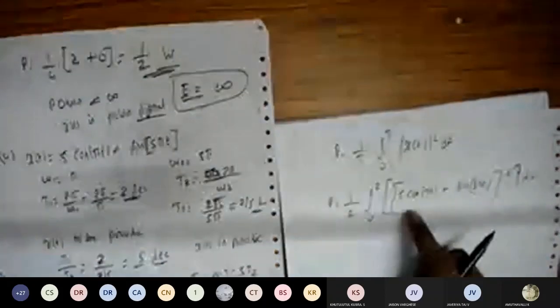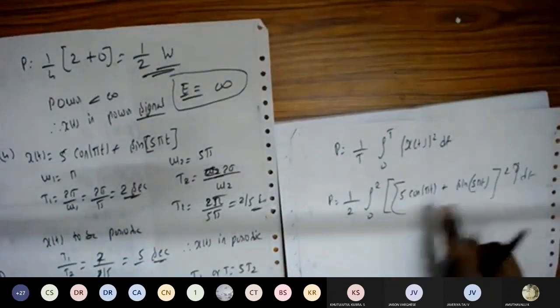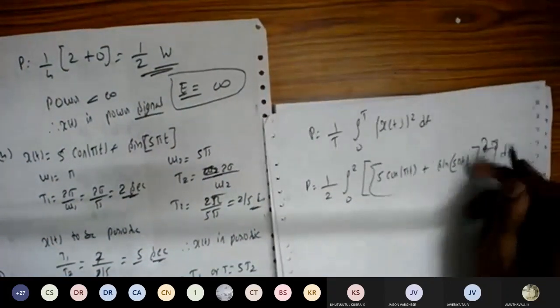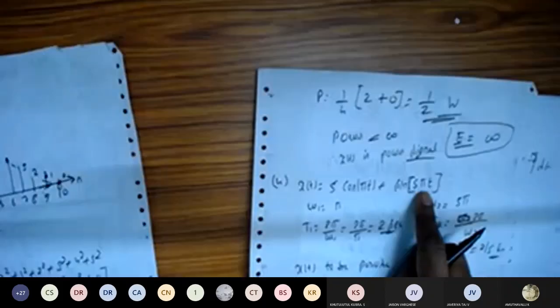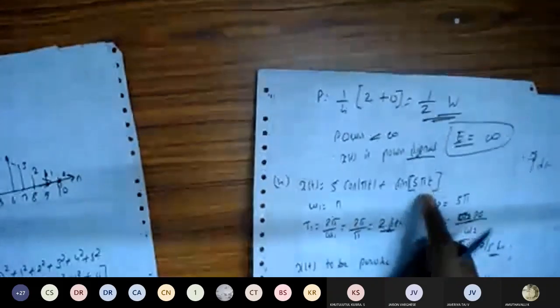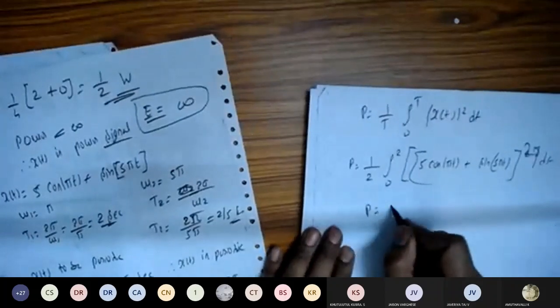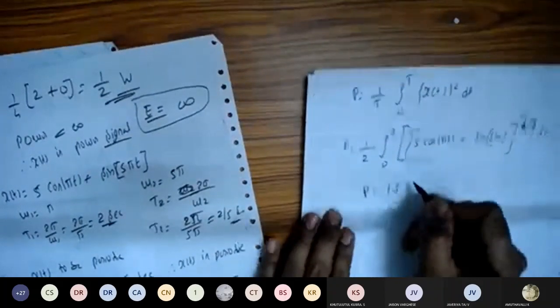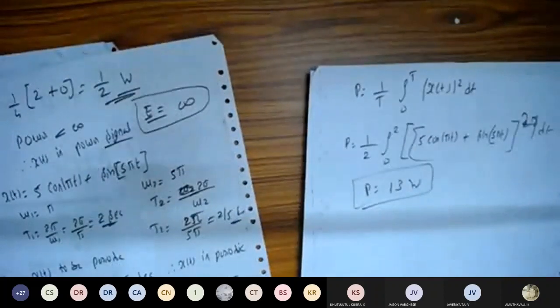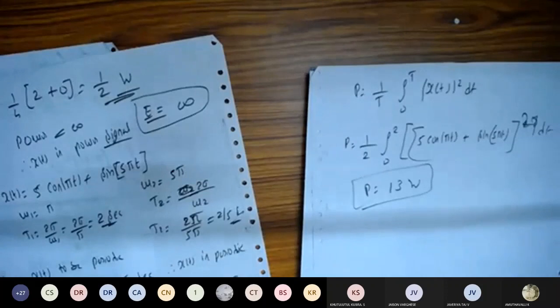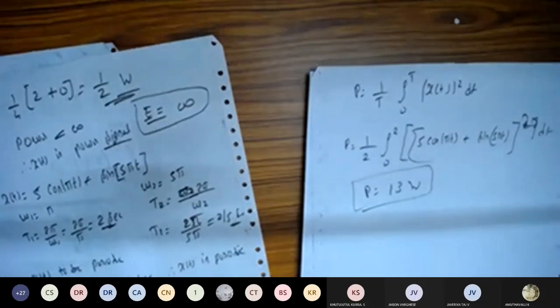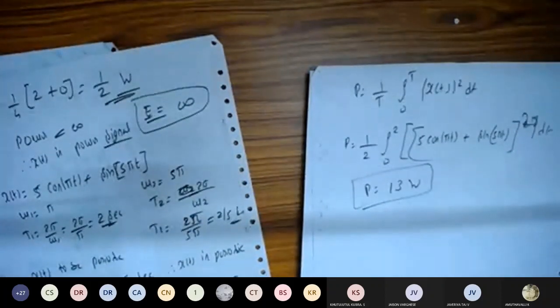Apply the a square plus b square plus 2ab formula. The entire x of t is nothing but this quantity, 5 cos pi t plus sin 5 pi t. Apply the a square plus b square plus 2ab formula, integrate, and find the answer. The average power will become equal to 13 watts. Will you do this as homework? Integrate, apply the (a plus b) whole square formula, apply the trigonometric formulas, and integrate. Okay?